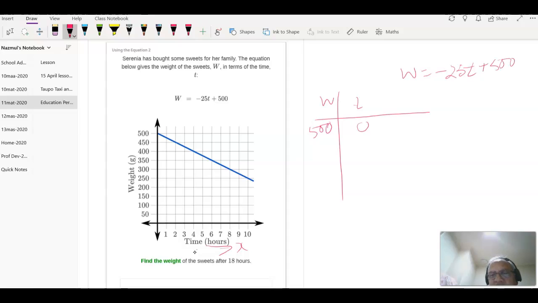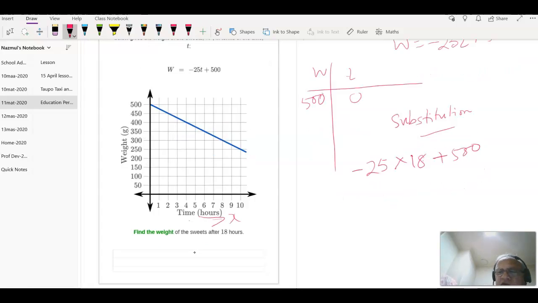So remember, you have to make a table by substitution. This is a substitution problem. You should be able to work it out by going negative 25 times 18 hours, and then plus 500, and that should give you the answer.